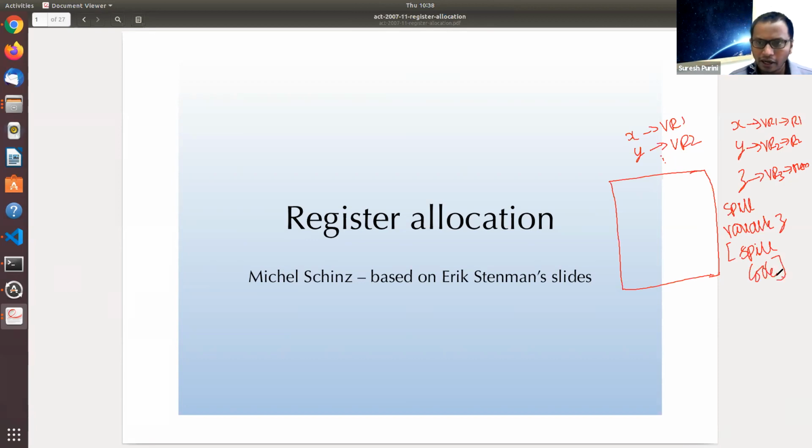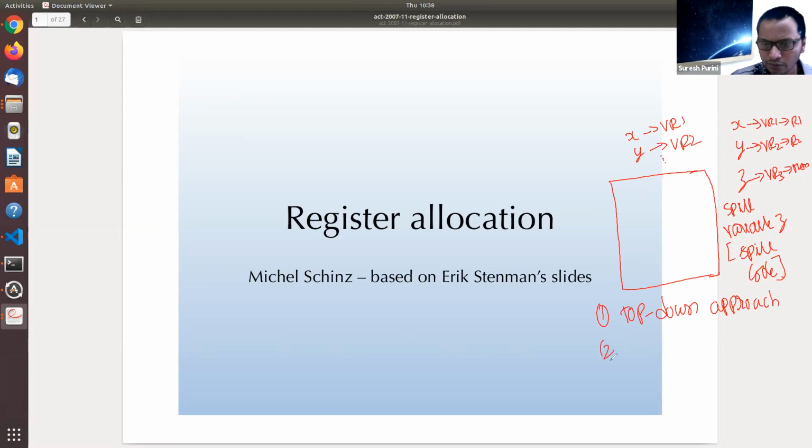The particular allocator that we talked about is what is called a top-down allocator, where we allocate registers to variables based on the frequency with which the variables are used. So first is the top-down allocator. We have seen this in the last class, the top-down approach.